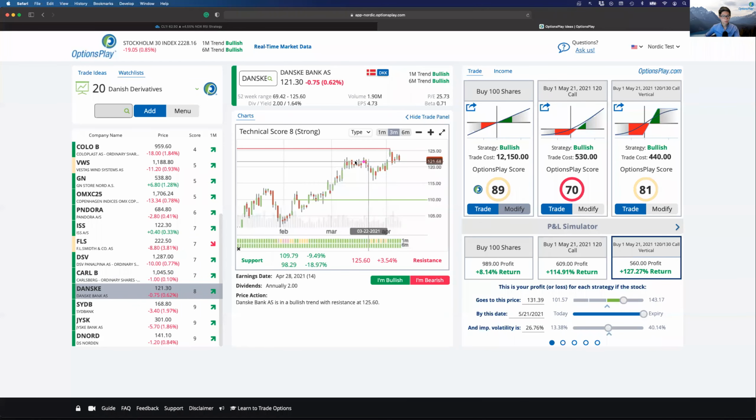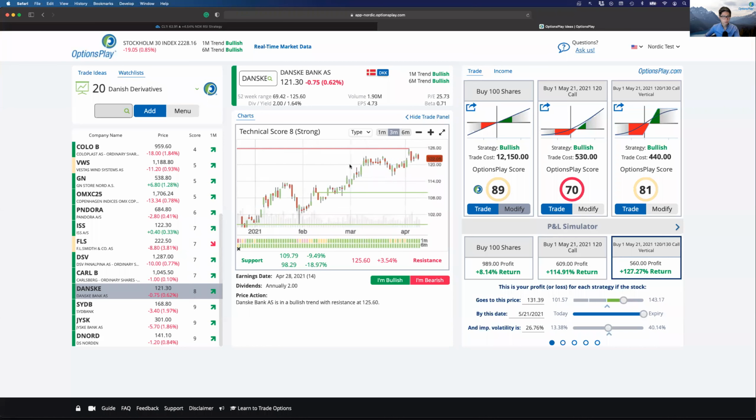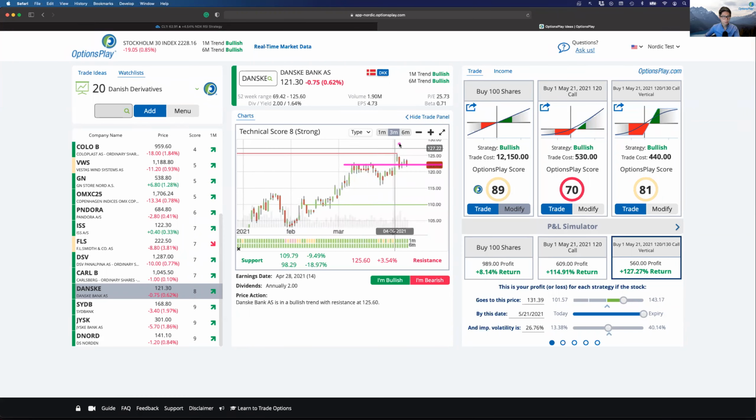Danske Bank, same thing, recently breaking out. It's not a very strong breakout, but it has pulled back, and potentially that is the opportunity, especially if we see financials continue to outperform. This is one that you might want to take a look at.